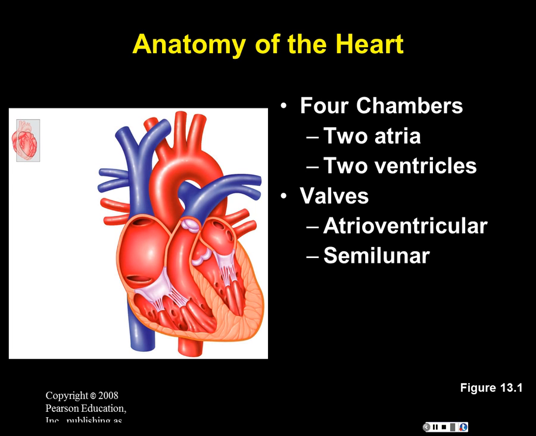If we contrast the AV valves between the atrium and the ventricles, and then compare that to what's considered to be the semilunar, the bicuspid versus the tricuspid valves, where are the semilunar valves located? Where?